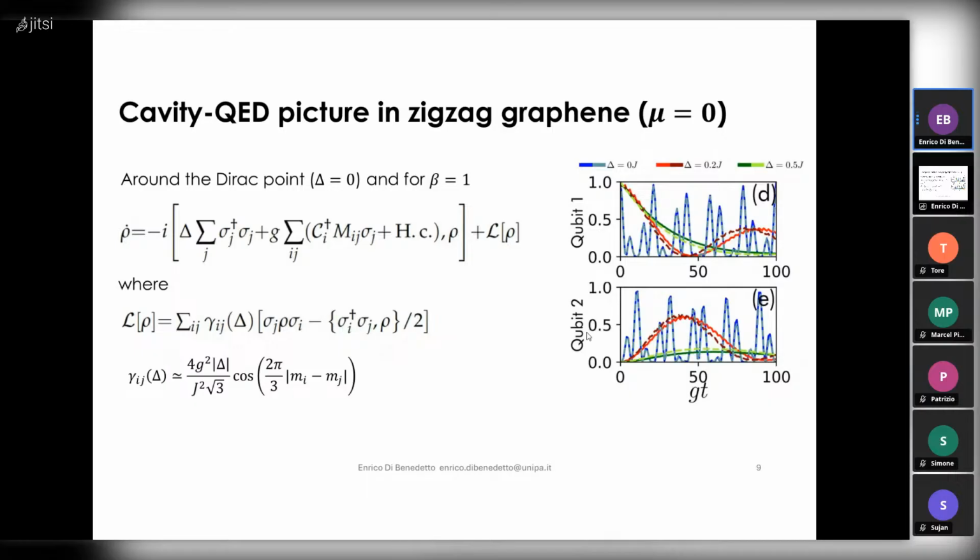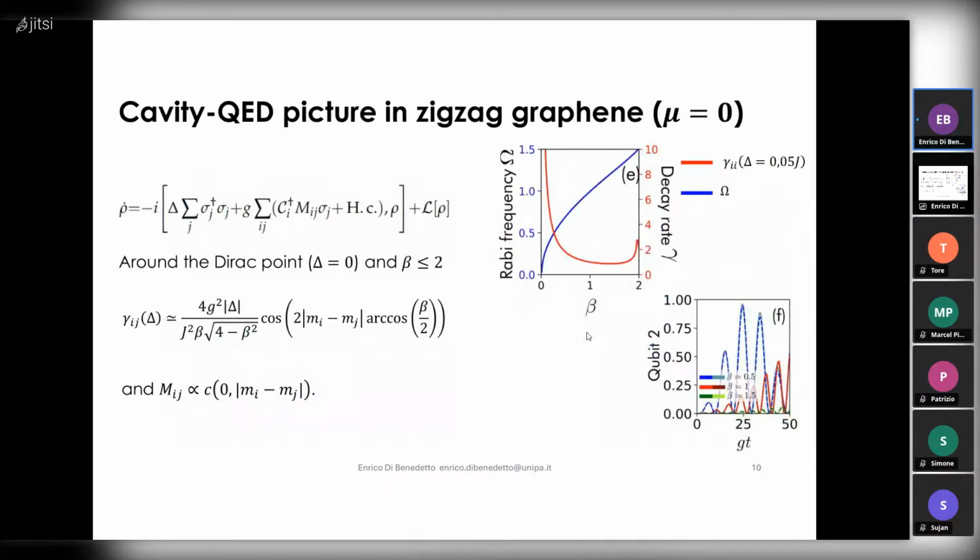Now, the next thing that you might notice is that my dissipator now features this dissipation matrix gamma. And around the atom, when delta is close to 0, this is the expansion of this gamma, which features these terms, cosine of 2 pi over 3 times the distance between the qubits, in the beta equal 1 case. Which means that if I now take my qubits and put them at a distance which is a multiple of 3, this matrix basically becomes constant. So all the matrix elements become the same.